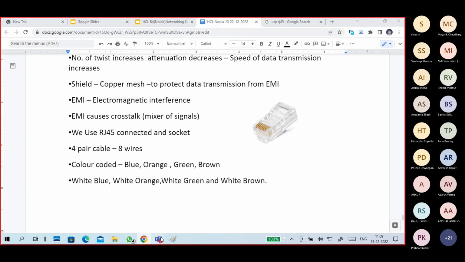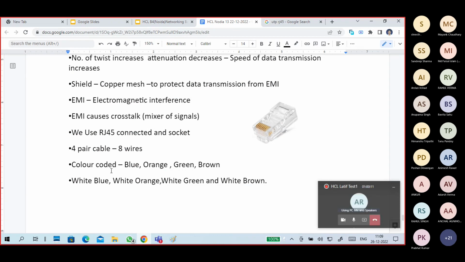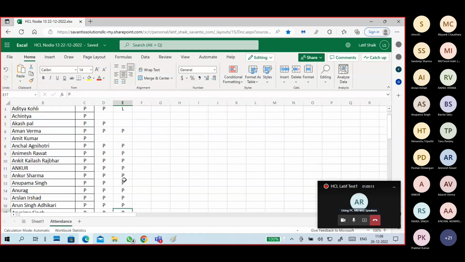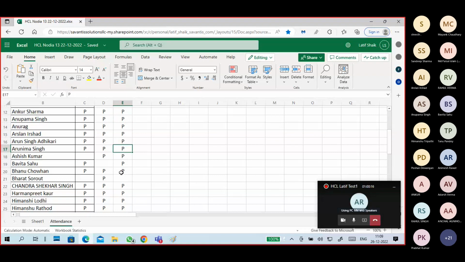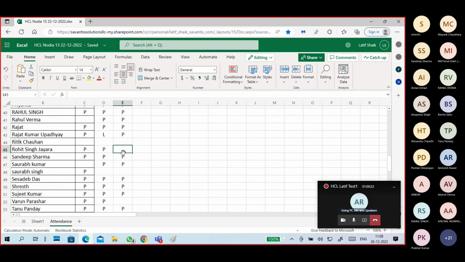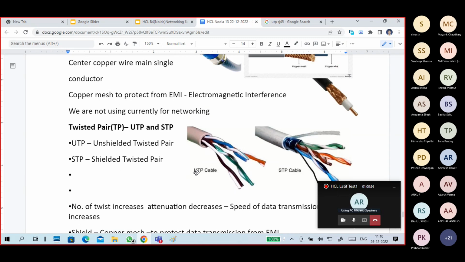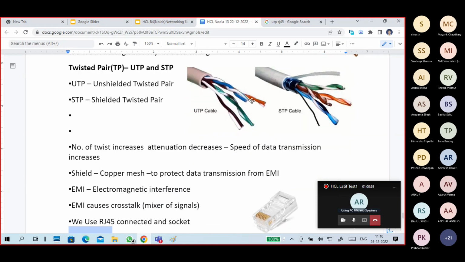So these UTP, STP cables generally have 8 wires. We call it a 4-pair cable. An 8-wire cable we call a 4-pair cable, meaning there are pairs of wires. You can see 1 pair, 2 pair, 3 pair, 4 pair. Totally 4 pairs, 8 wires.